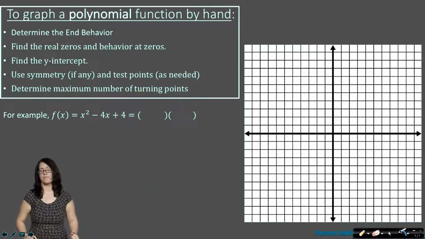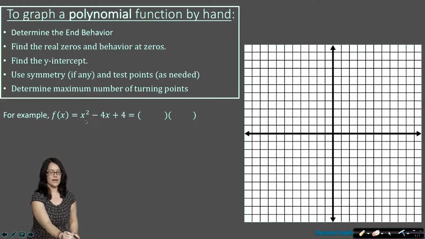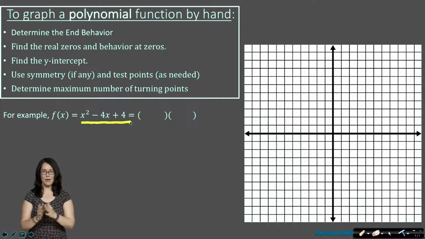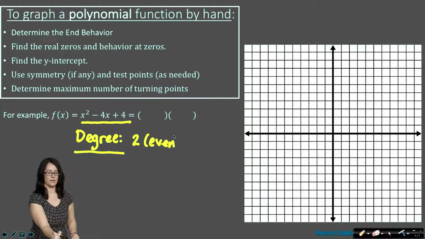Here we have f of x equals x squared minus 4x plus 4, a very nice, simple degree 2 polynomial. So if I wanted to graph this, I've just summarized the steps for us that we already know. We could definitely notice that we could factor here. Right now it's an expanded form, right? I can see the degree when it's an expanded form right away. What's the degree of this polynomial? Yeah, it's 2, which is even.